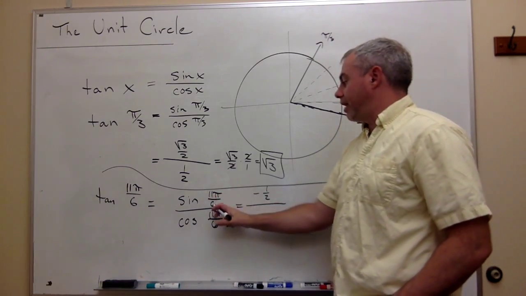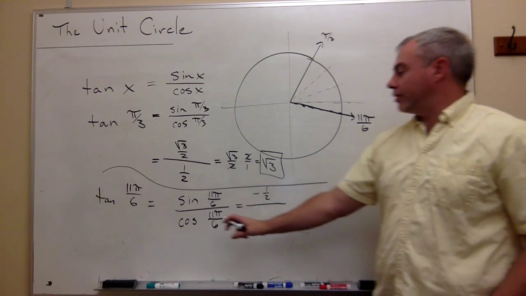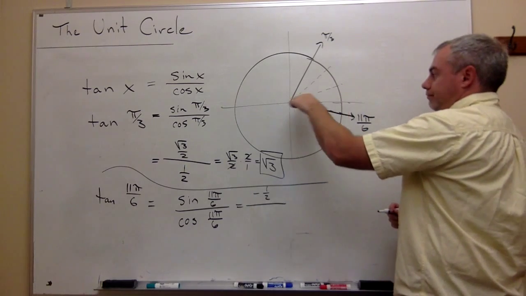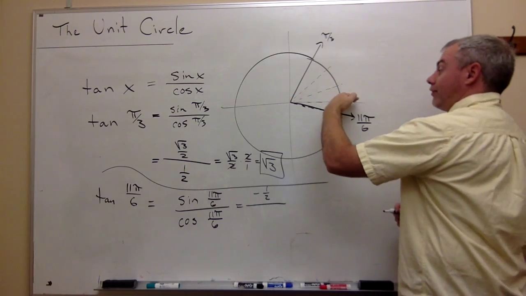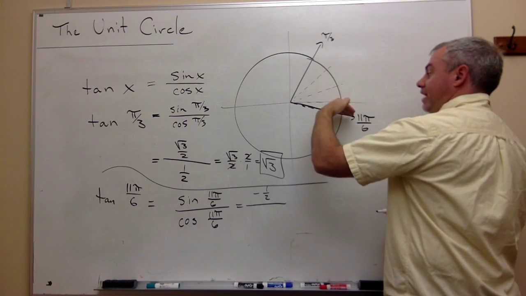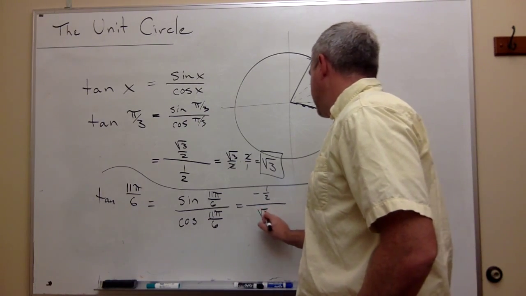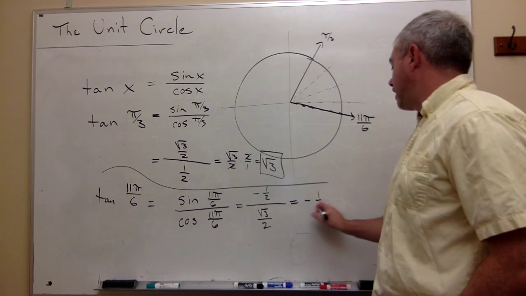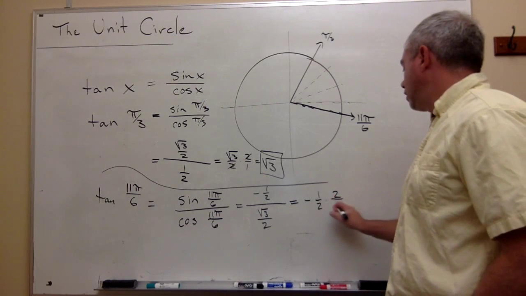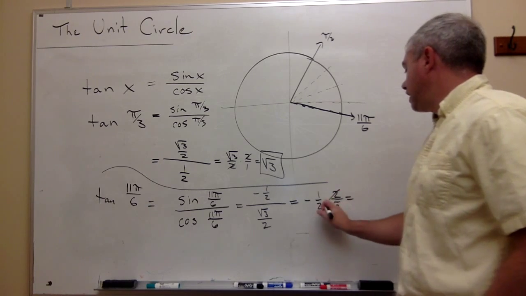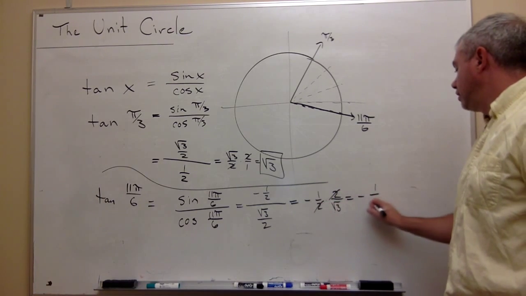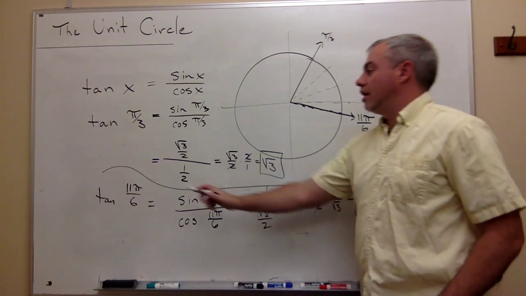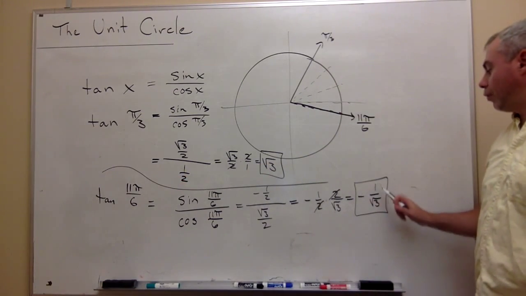So sine of 11 pi over 6 is negative 1/2. What about cosine of 11 pi over 6? Well, cosine is 1 here, or square root 4 over 2. So if I drop down 1 off of that, it's square root 3 over 2. So this is minus 1/2 times 2 over root 3. The 2's cancel, and I'm just left with negative 1 over root 3. And so the tangent of 11 pi over 6 is negative 1 over root 3.